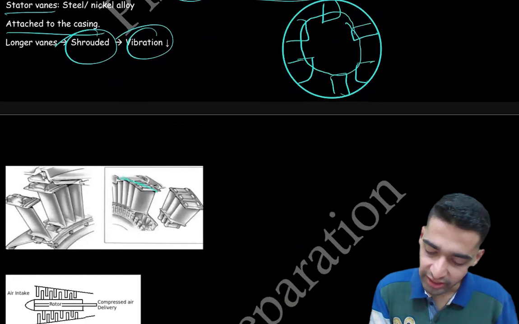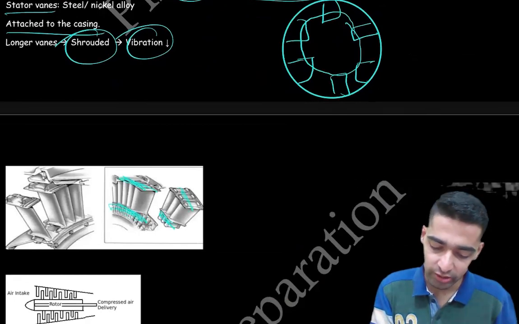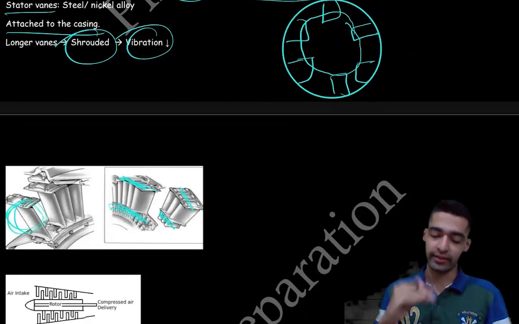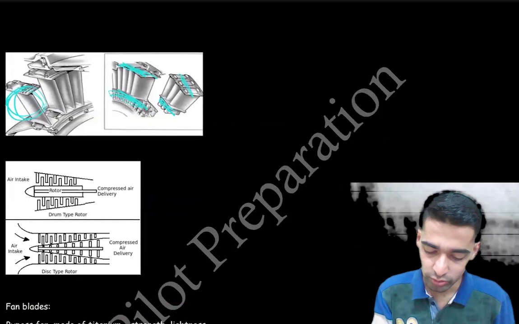So this is how we shroud the stator part of the compressor. This is how we join the upper part and the lower part so that it cannot vibrate. It cannot vibrate like this. Okay. So you can see how we have made two designs.